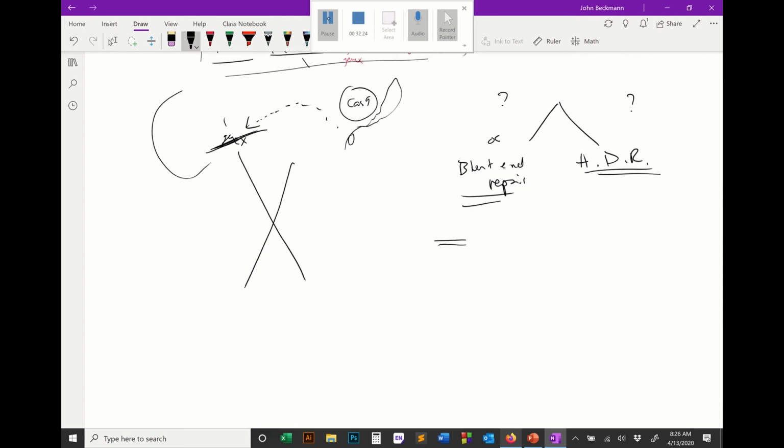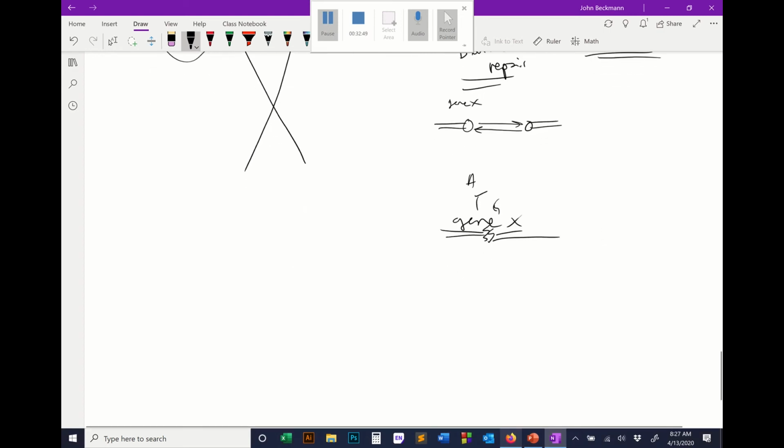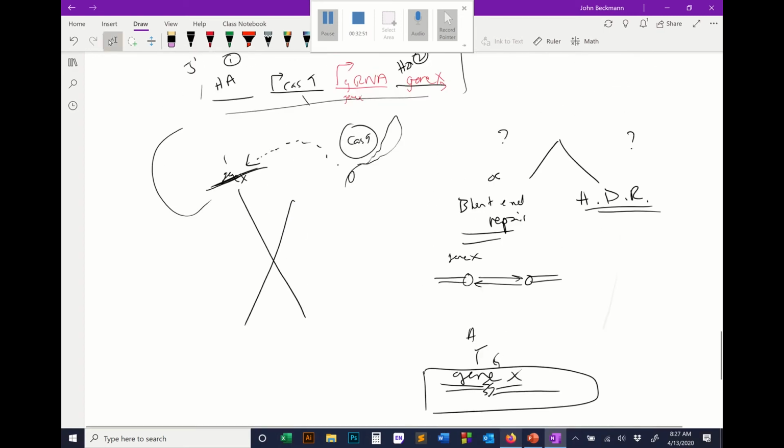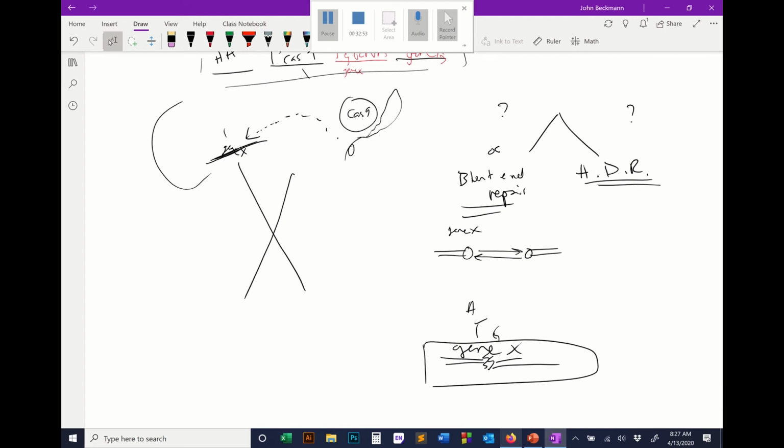But if it chooses blunt end repair, remember what happens in blunt end repair. This is gene X, which was cut. If it does blunt end repair, it's going to take this and smash it together. And sometimes when blunt repair occurs, some things get left out. Maybe an A or a T or a G falls out. And there's a disrupted gene X as a result.